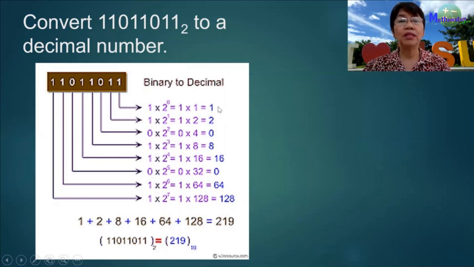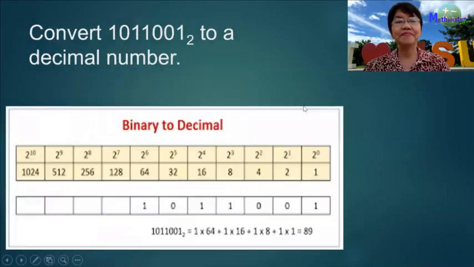So we have 1, 2, plus 8, plus 16, plus 64, plus 128. And our decimal number is equal to 219 base 10. Okay. And we came from 110110111 base 2. We indicate the base for this number so that we will not be confused whether this is a decimal number or not.